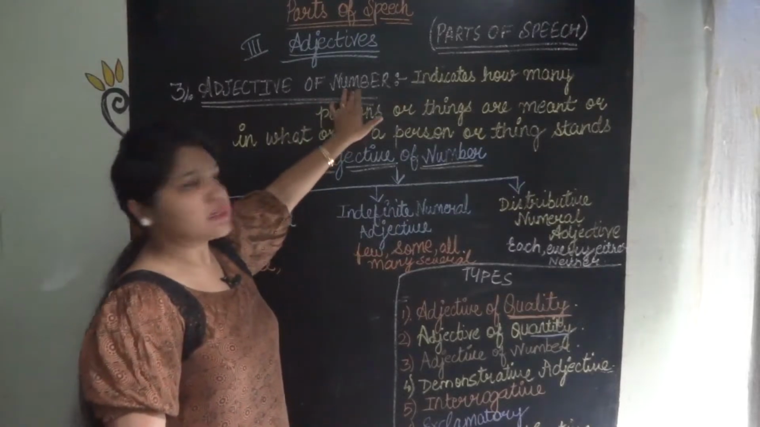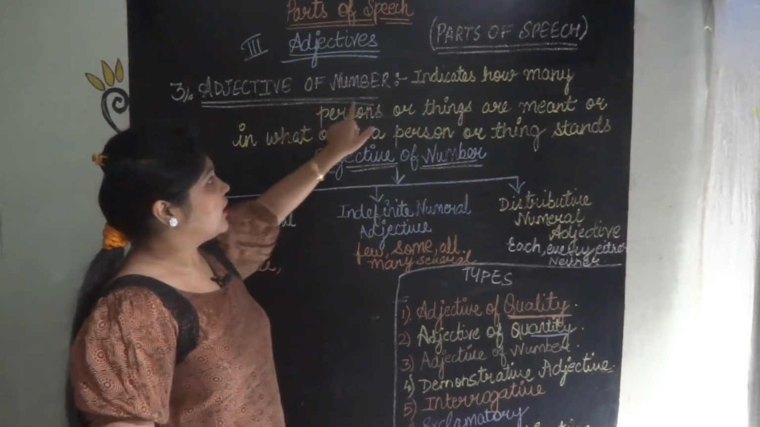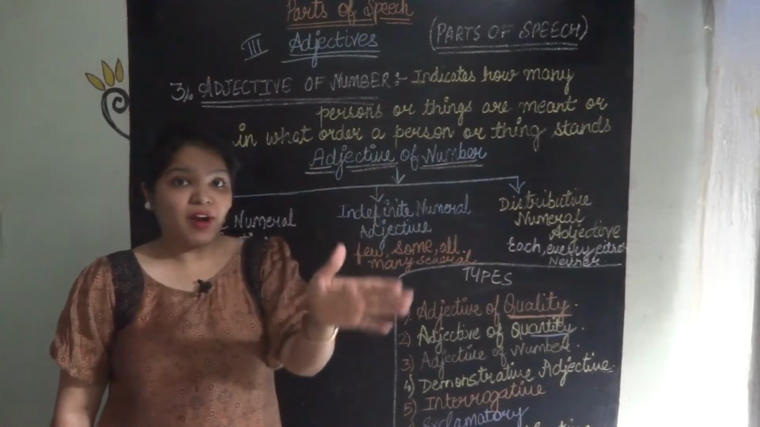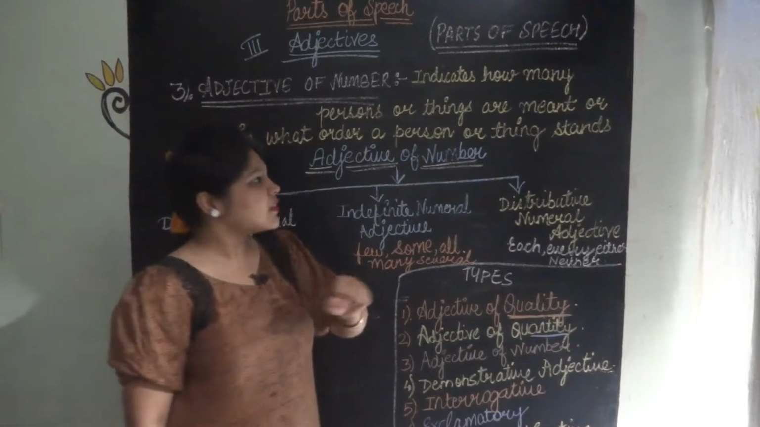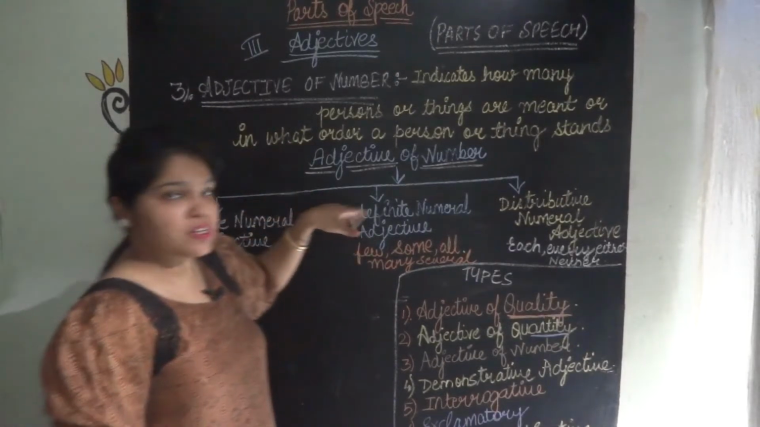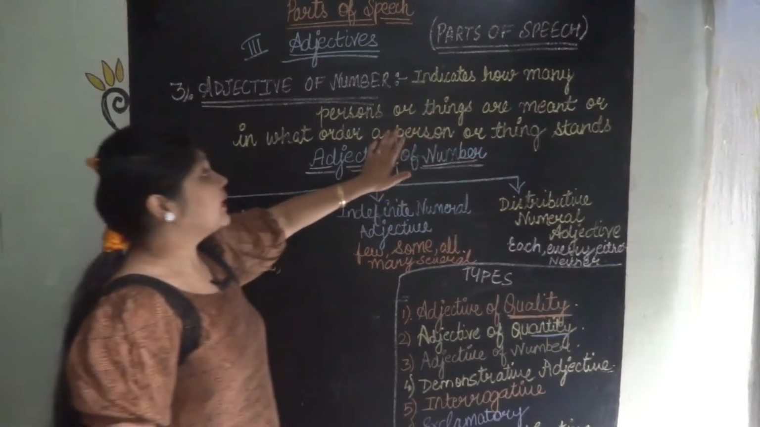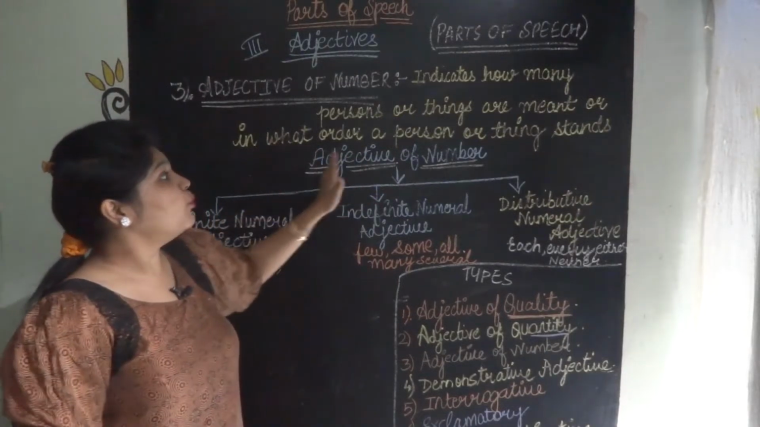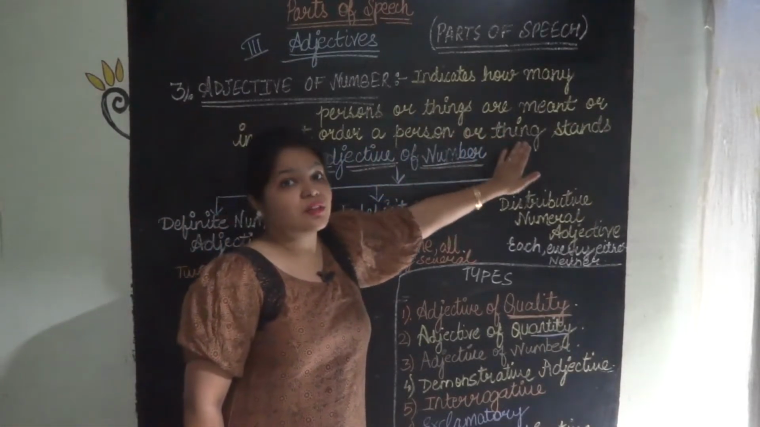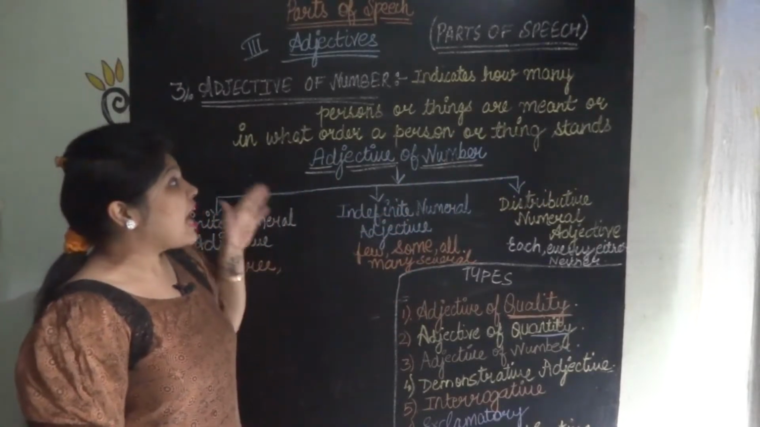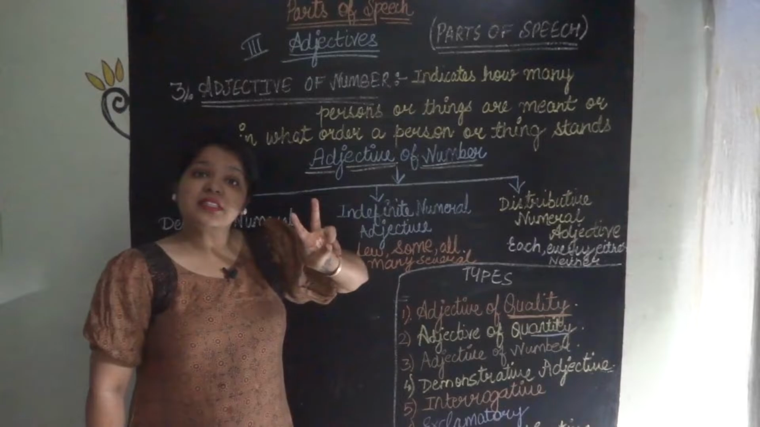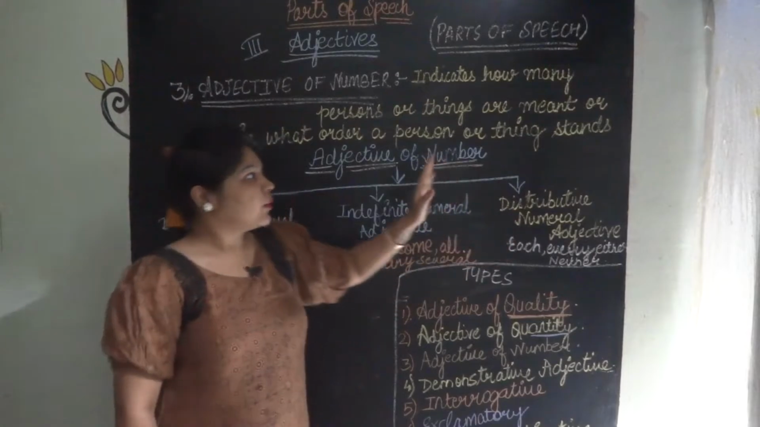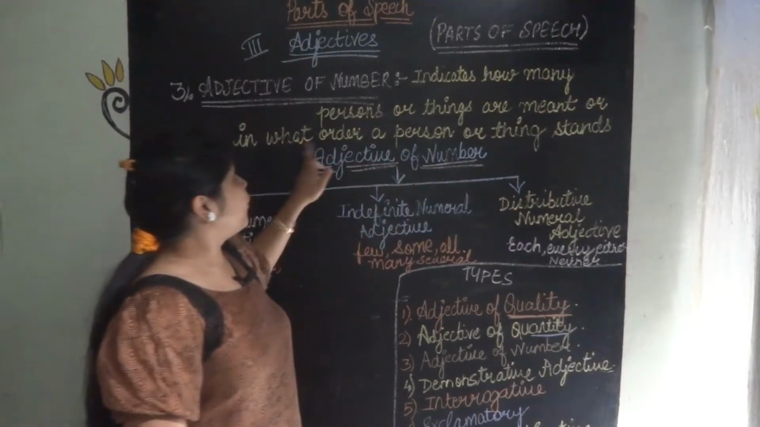Third type of adjective is the adjective of numbers. As its name suggests, it is telling us that the noun is defined according to its numbers. Correct? Just go through the definition. Indicates how many persons, things are meant, or in what order a person or thing stands. Means how many persons. There are 2 persons standing in a row. My friend is standing in the second row. That is what is telling in what order.